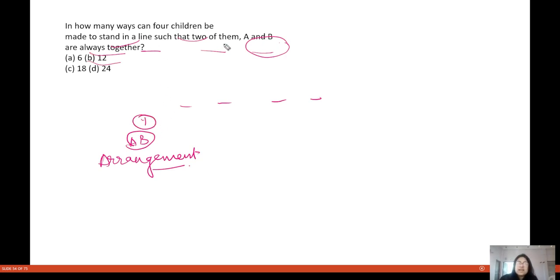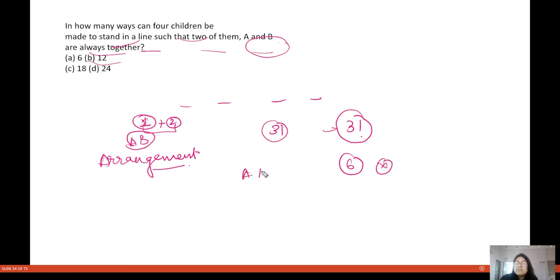So there are four children in a line such that two of them, A and B, are always together, so we are considering them as one. How many more children are left? Three. So three children have to be arranged, and we can do this in factorial 3 ways. So the answer should come as 6, but it will not come as 6.